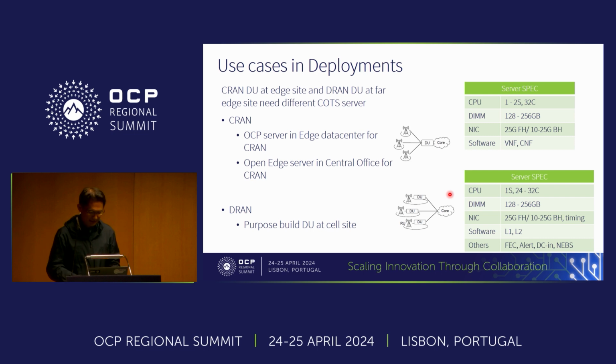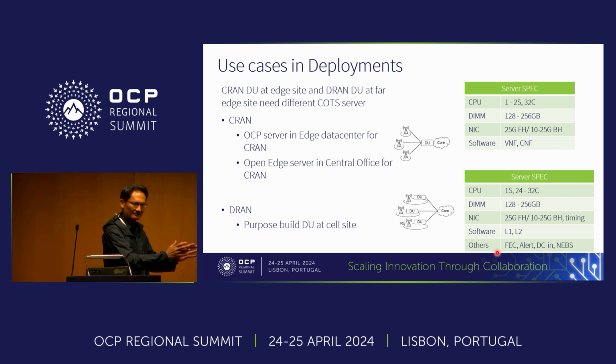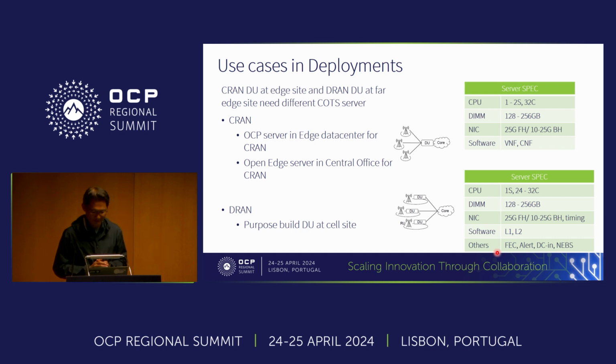The major highlight here is that to run the DU software, we probably need an additional FEC or accelerator, something like that. Besides, you can imagine if you install a server in an outside cabinet, you probably need more I/O to measure that. For example, we put some alert I/O there, so people miles away can know what happened at the outdoor cabinet.